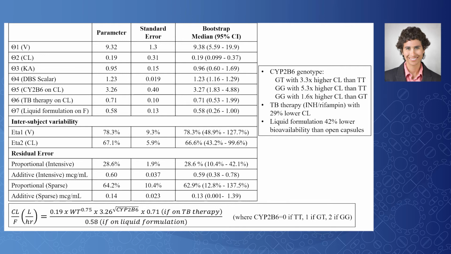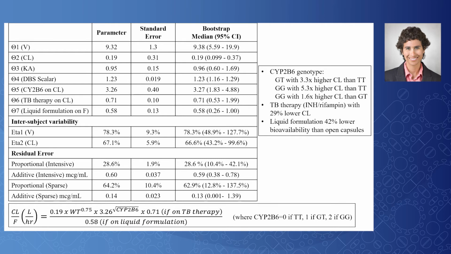Intersubject variability decreased from 86% to 67% from the base model to the final model. In looking at the residual error, the proportional error for intensive samples was 28% as compared to 64% for the sparse samples.